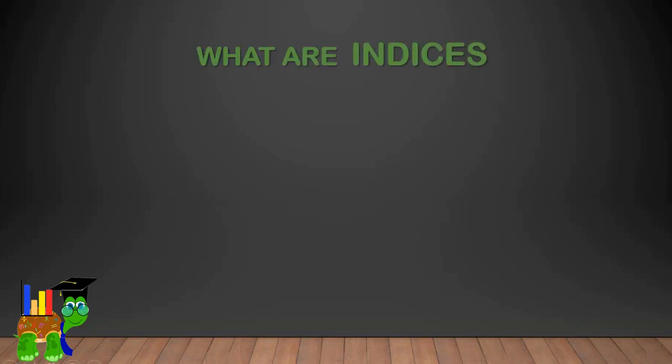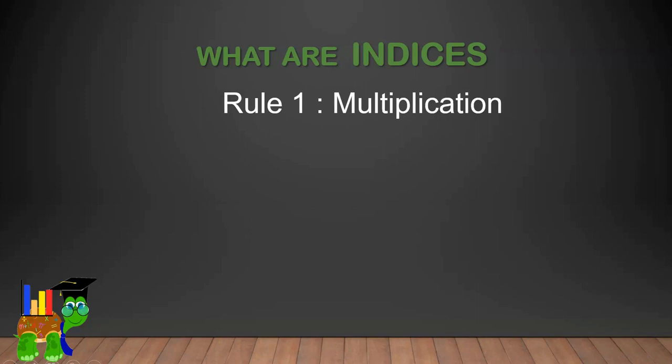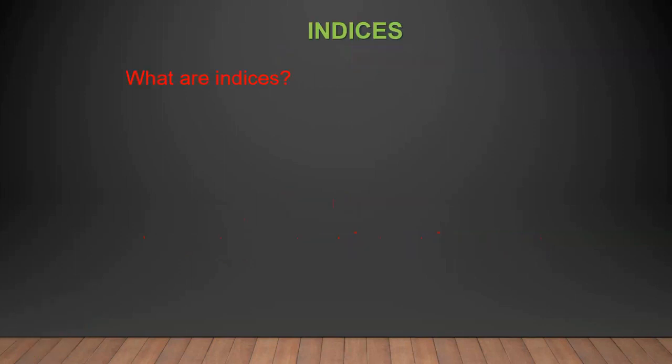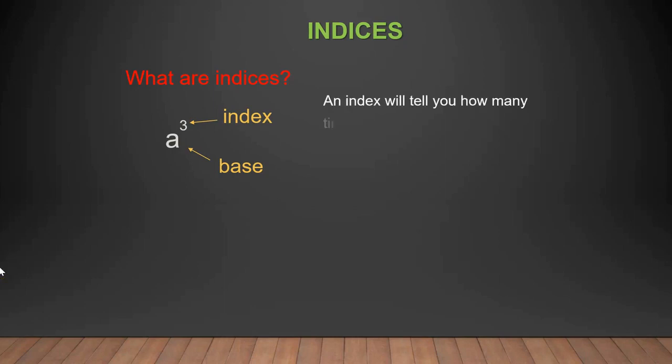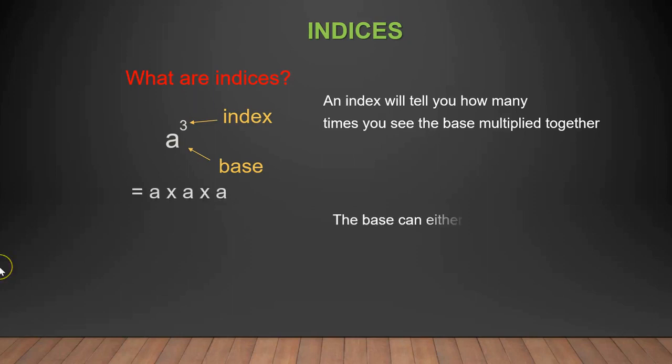This video is about indices and how to multiply them. So what are indices? If you have a cube, a is what we call the base and 3 is what we call the index or power. The plural for index is indices. An index will tell you how many times you see the base multiplied together. So if your base is a and your index is 3, you will see a 3 times multiplied together.